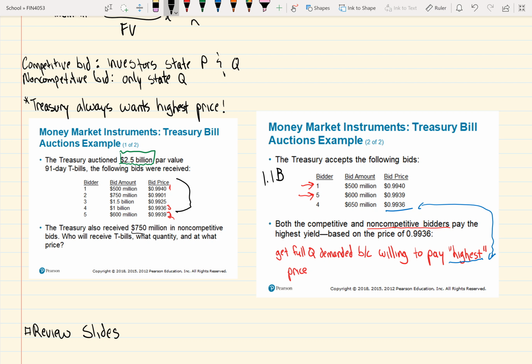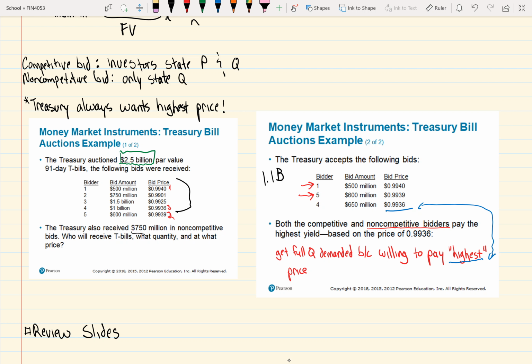non-competitive bidder at 750 million, again, is essentially willing to pay the highest, where I say, quote, highest price, where it actually comes in at the highest that's going, or the lowest of the bids that got accepted. So because of that, if this 9936 ended up being all 9939, the non-competitive bid would have paid that price. Or if they all came in at 9940, the non-competitive bidder would have paid that price.